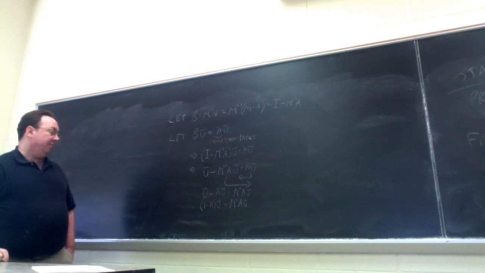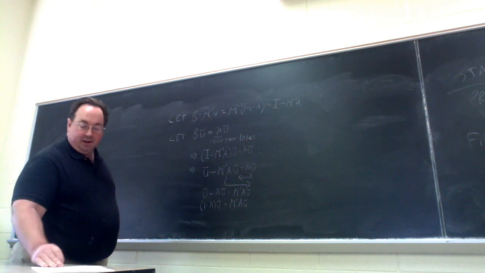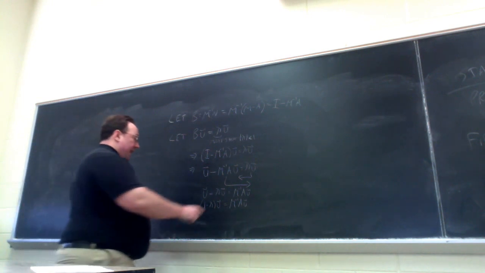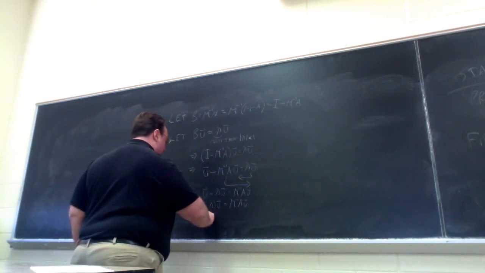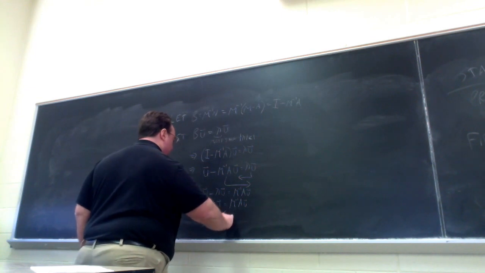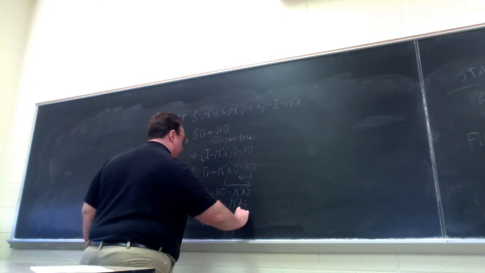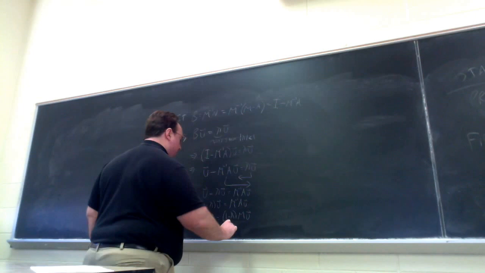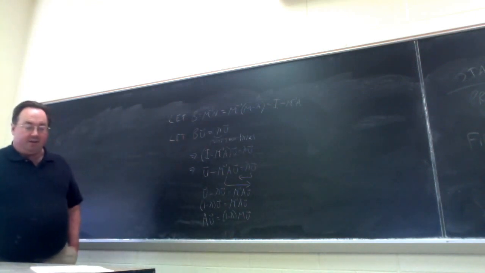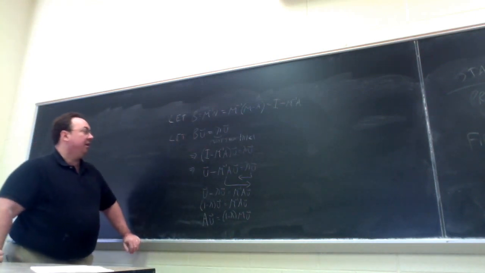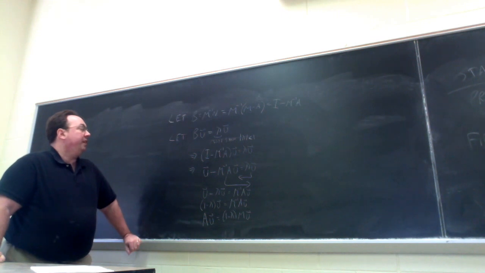And then I will multiply both sides by m, and I'm going to swap sides here. So I get a u is equal to (1 minus lambda) m u. Now, I can't make any assumptions about whether lambda is real or complex. So I'm going to assume that it could be complex.